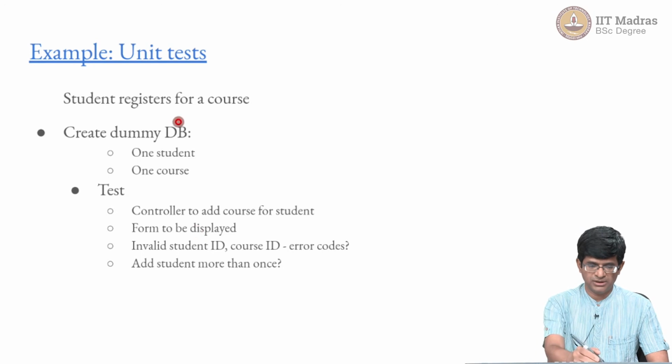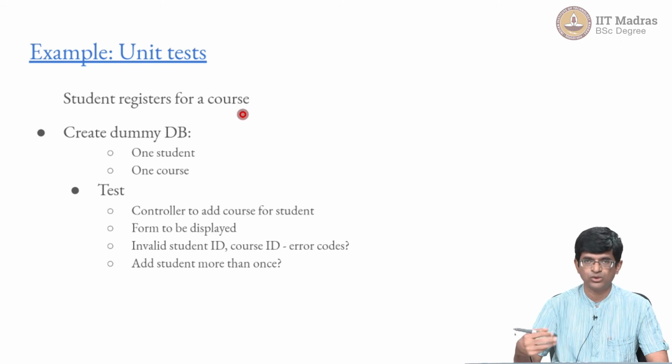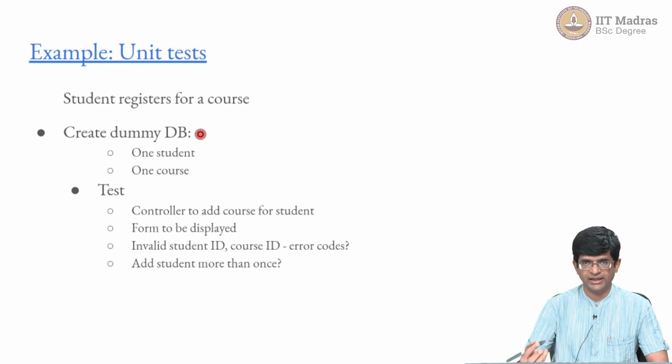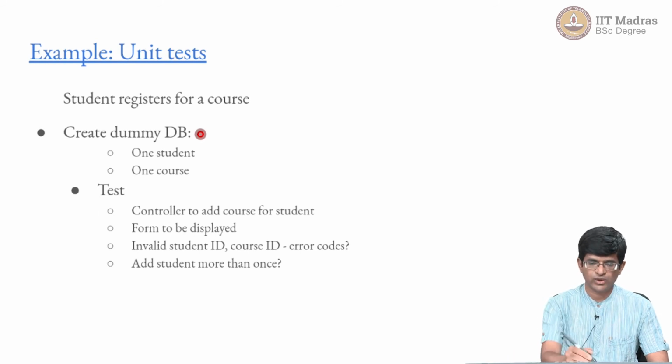So an example, like I said, would be that a student wants to register for a course, and you want to see how that would be done, which means that I need to have one student and I need to have a course already in my system. So I can create a dummy database which has one student and one course in it, okay?